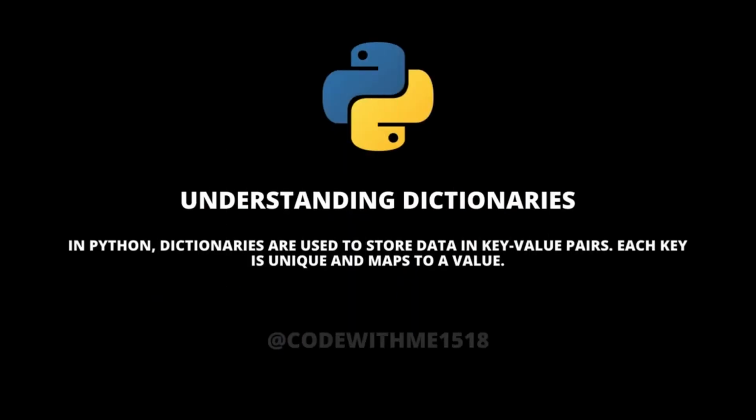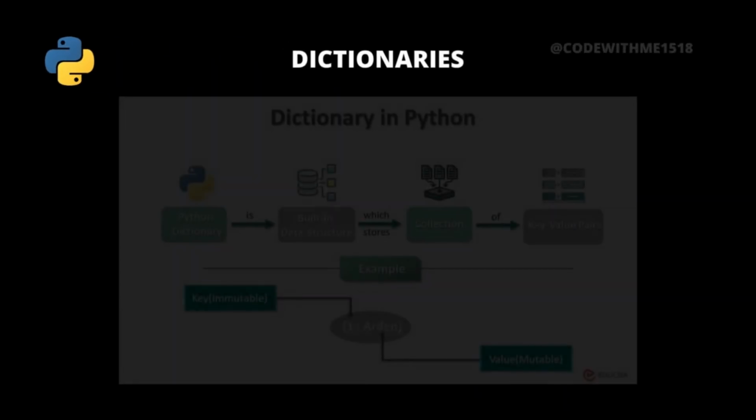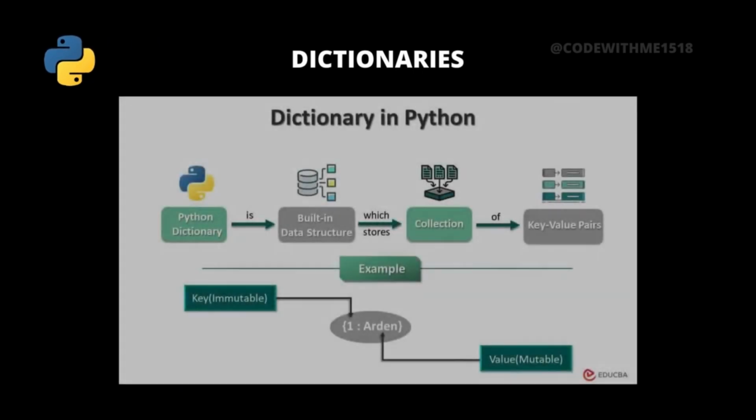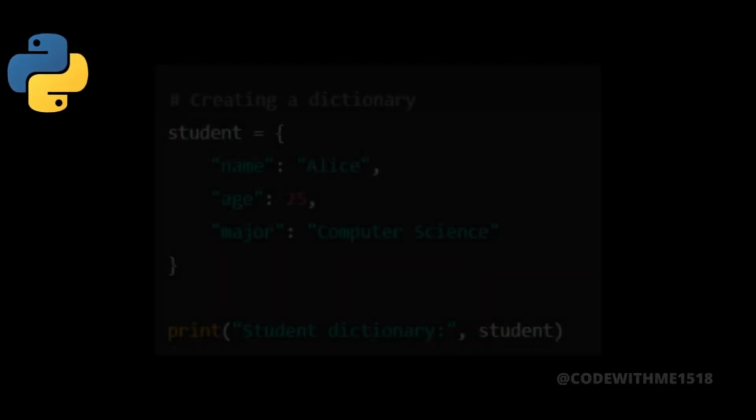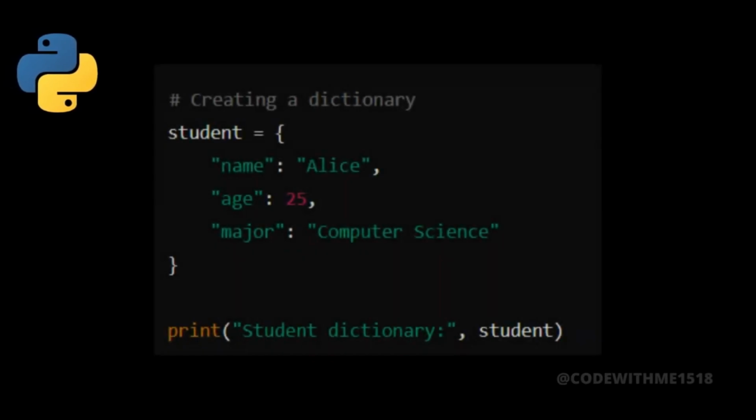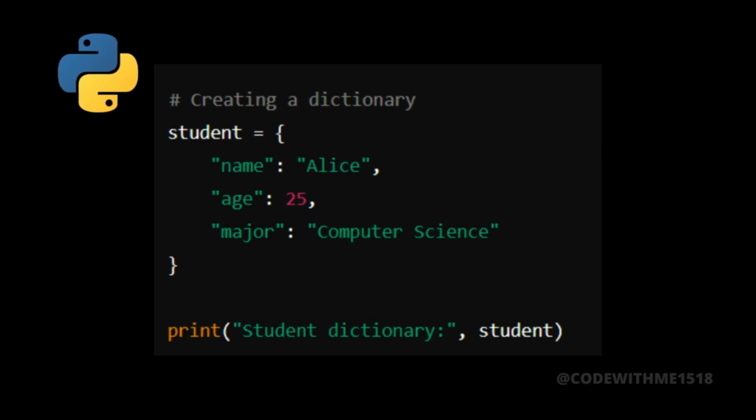And then in Python, dictionaries are a collection of key-value pairs. They are used to store data values like a map, which unlike other data types that hold only a single value as an element, hold key-value pairs. Each key in a dictionary must be unique. Here's an example of a dictionary. In this example, name, age, and major are keys, and their corresponding values are Alice, 25, and computer science. Think of it like a real-world dictionary where you look up a word and get its definition.